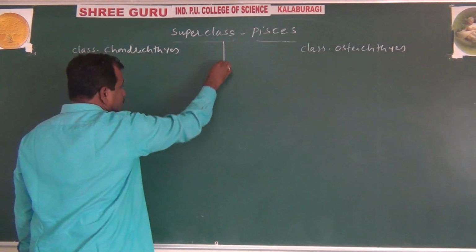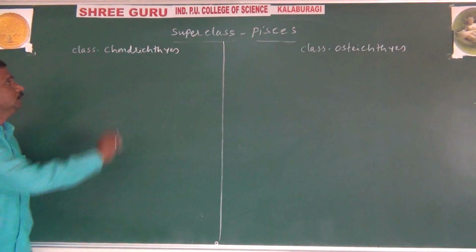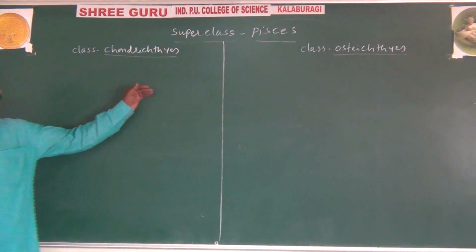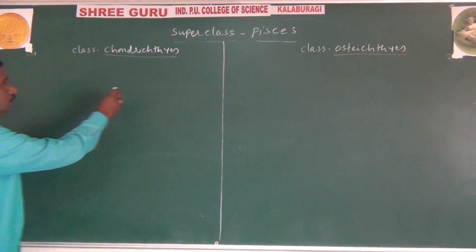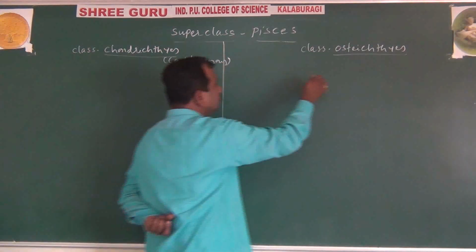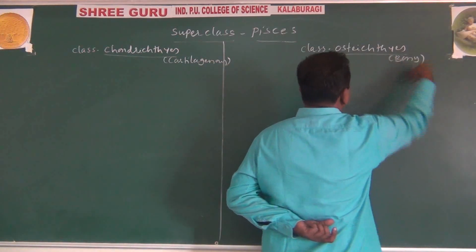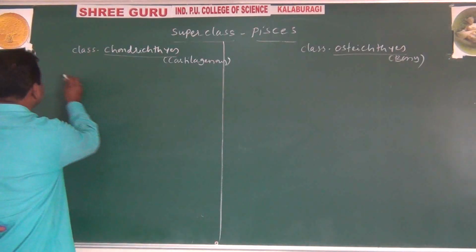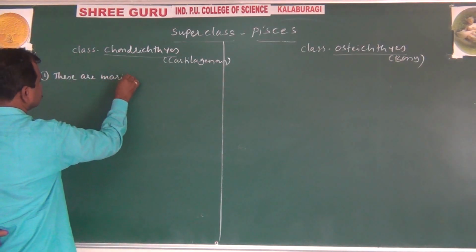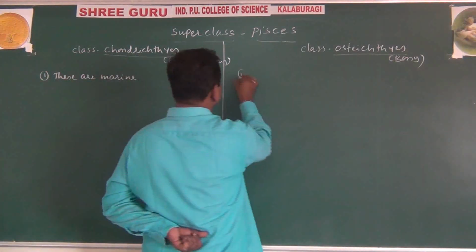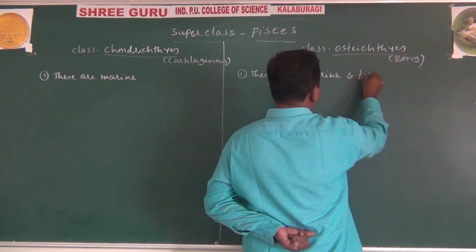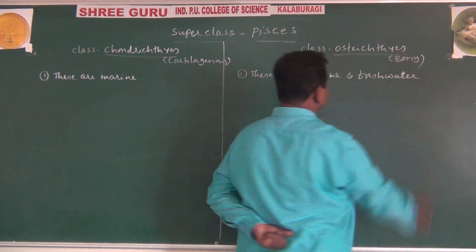So now here, for the two classes, I am writing the differences, because this is an important question for 5 marks. You have to remember five differences, at least 5 characters in each. So for the 5 mark question, cartilaginous fish, Chondrichthyes, and here bony fish. Number 1, these are marine, and these are marine and freshwater.